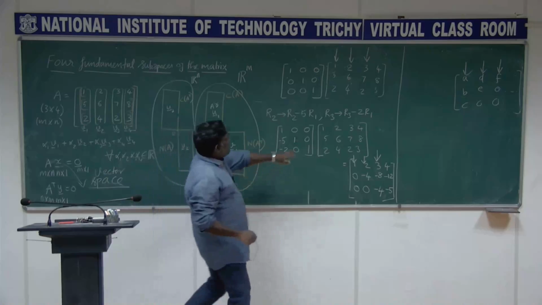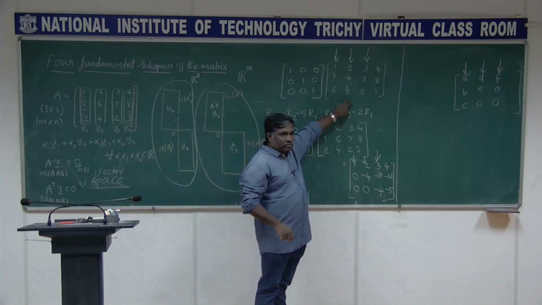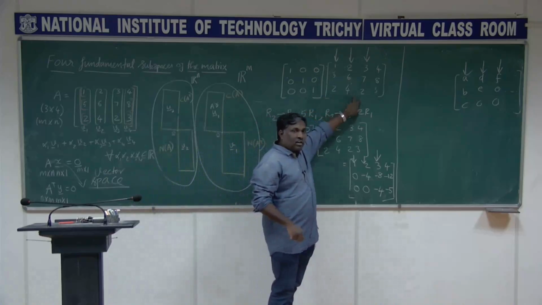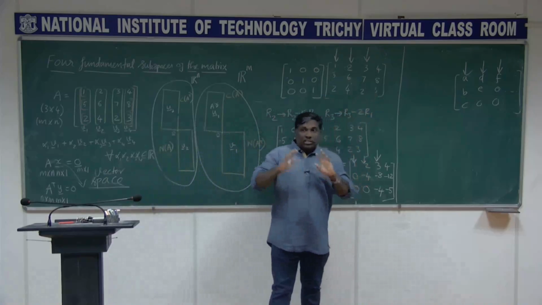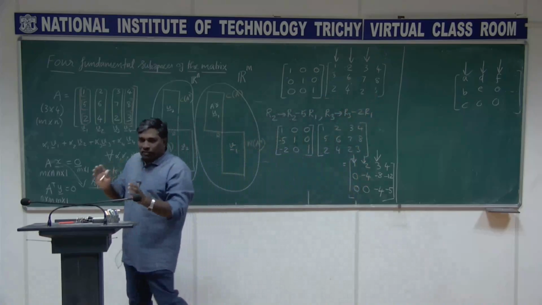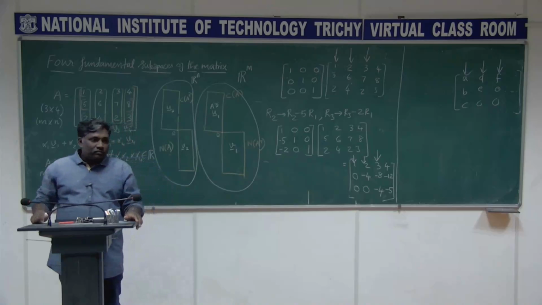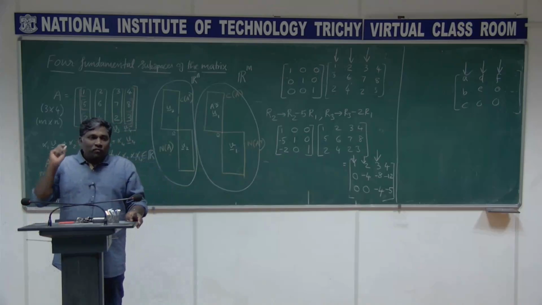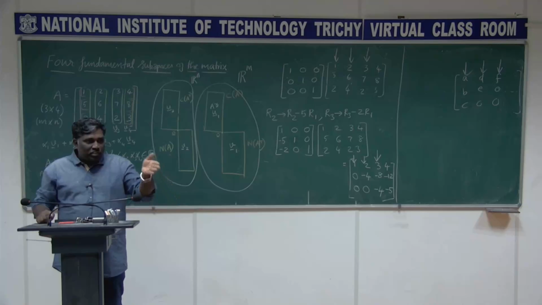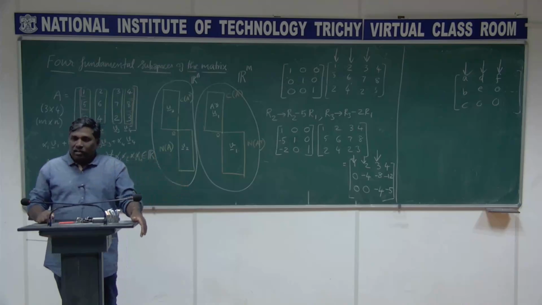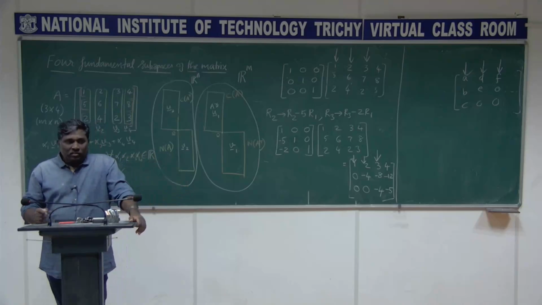I repeat, alpha 1 times this vector plus alpha 2 times this vector plus alpha 3 times this vector will end up with this vector for some values of alpha 1, alpha 2, alpha 3. That is the meaning of it. You understood what I am trying to say? If one of the columns is represented as a linear combination of the other vectors, then that is not going to be the independent one. That depends on these 3 vectors.